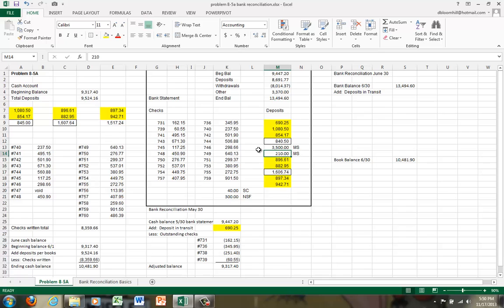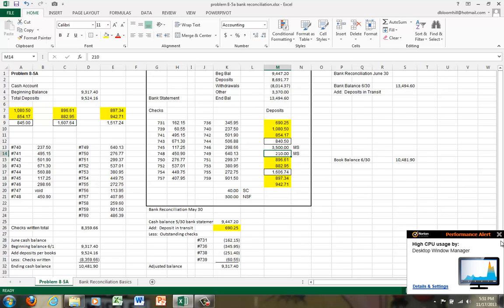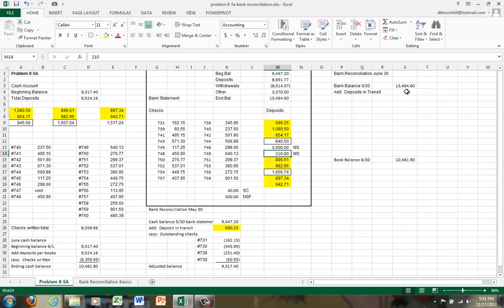As a result of looking at the deposits, the first thing that we're going to do is add the deposit in transit to the book side. 1,517.24. So we've now taken care of that item.